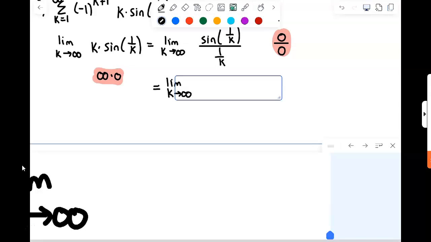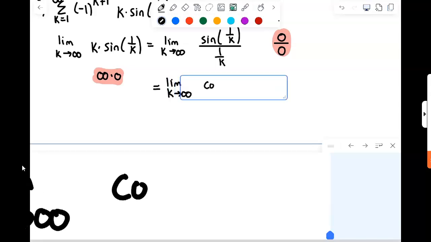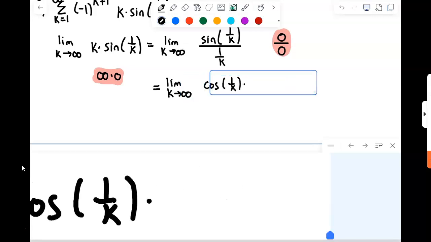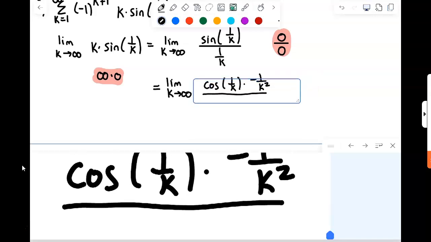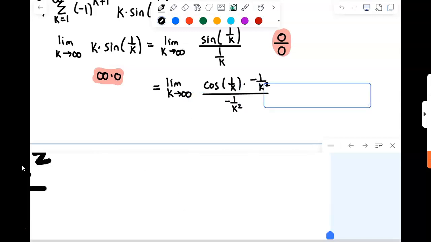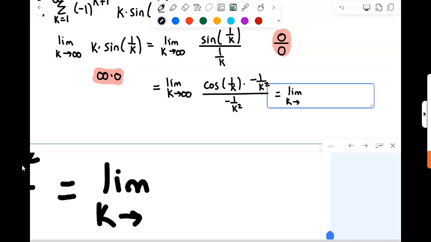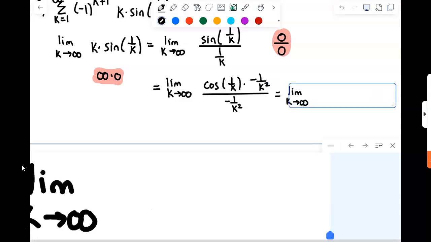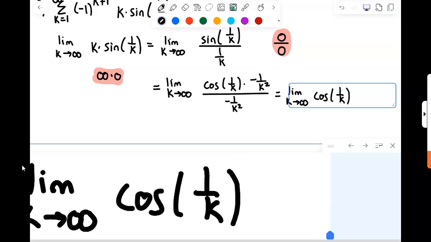For sine, we do the derivative of sine. That would be cosine of 1 over k times the derivative of 1 over k, which would be minus 1 over k squared, divided by the derivative of 1 over k, which would be minus 1 over k squared. So our limit simplifies to the limit as k goes to infinity of cosine of 1 over k.